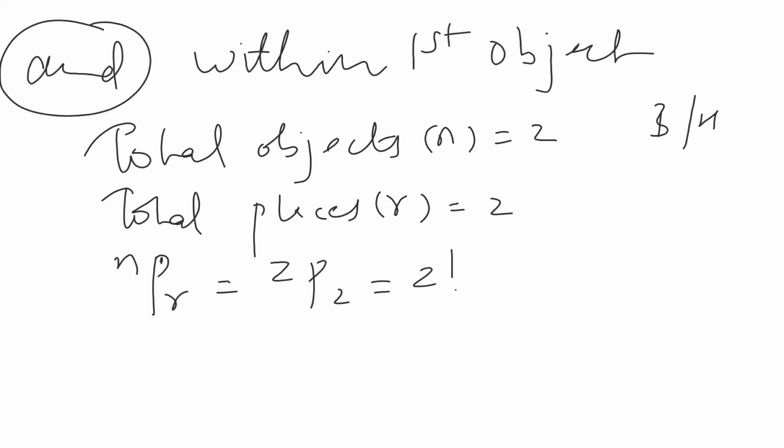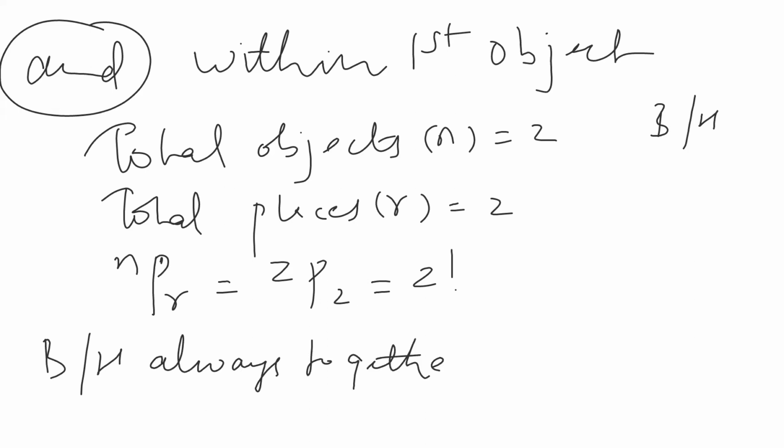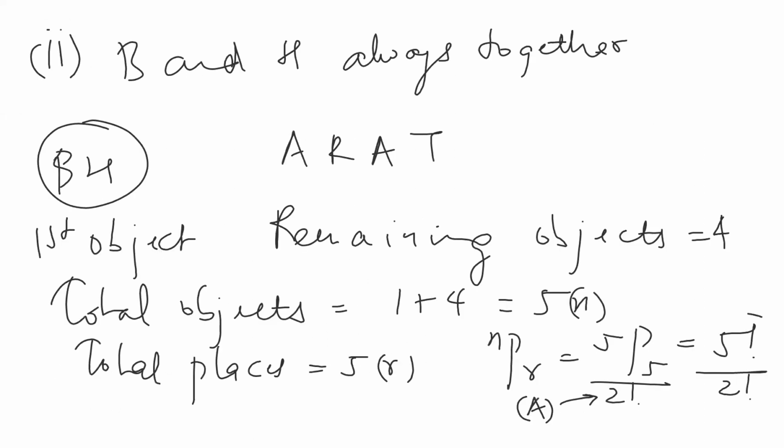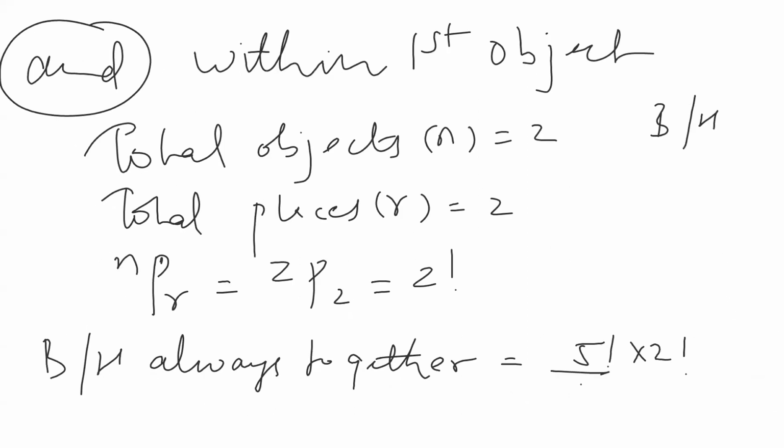So B and H always together. The total number of ways will be 5 factorial into 2 factorial, upon 2 factorial into 2 factorial. So this and this will get cancelled, same terms. So the answer is 5 factorial. Can you just explain the whole thing once?